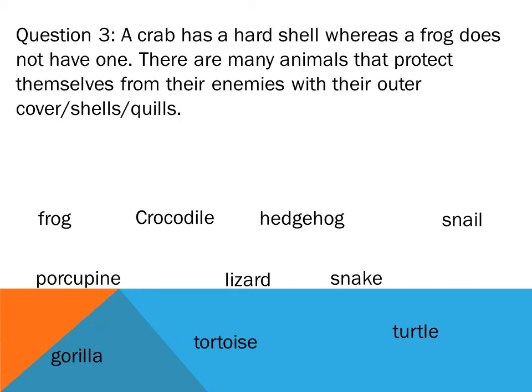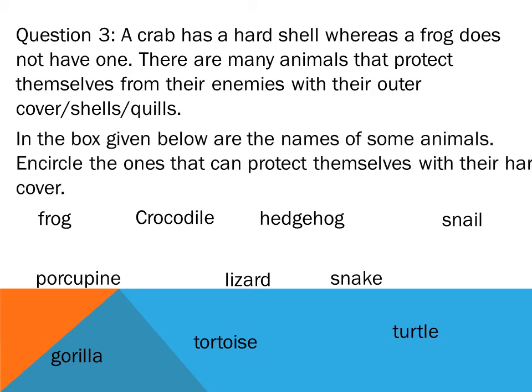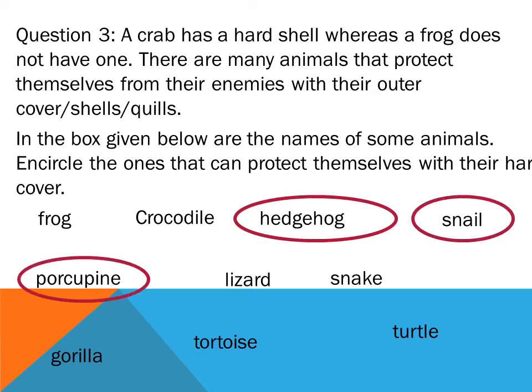Question 3. A crab has a hard shell, whereas a frog does not have one. There are many animals that protect themselves from their enemies with their outer cover, shells or quills. Circle the creatures with hard shells. In the box given below are the names of some animals. Circle the ones that can protect themselves with their hard cover: hedgehog, snail, porcupine, tortoise, turtle.